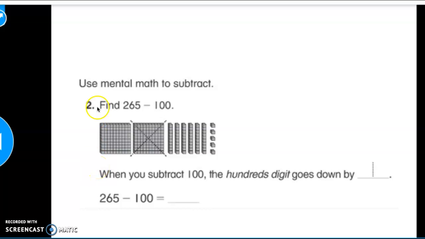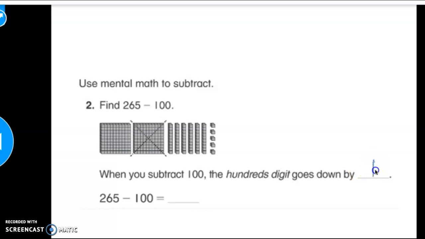All right, let's see how you did. So you should have used mental math to subtract. They wanted you to find 265 minus 100. So this is very similar except for subtracting 10. Now you're subtracting 100. So when you subtract 100, the hundreds digit is going to go down by 1.